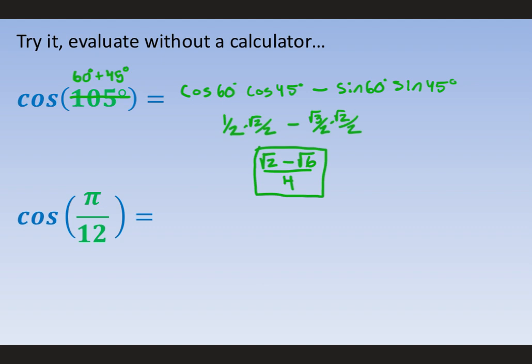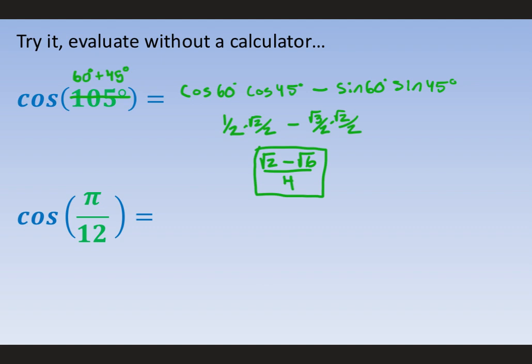We can also do this in radians. Now this is a little bit trickier in radians, so you might need to do a little bit of side work off to the side. I'll do that here in red real quick, and we'll use that. I have pi over 12. So I have to figure out a way to make pi over 12 out of angles I know.